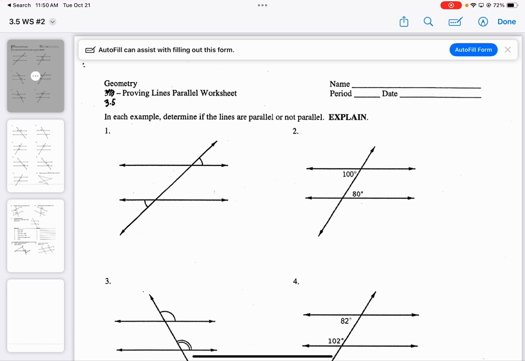Not parallel. Those are parallel, because they're alternate interior and they're both 120. They're congruent to each other. Consecutive interior, the ones that you want to be supplementary, which would be these ones, and those aren't supplementary. So we would say no, not parallel. So would these also be parallel? They would, because they're corresponding and they are congruent.